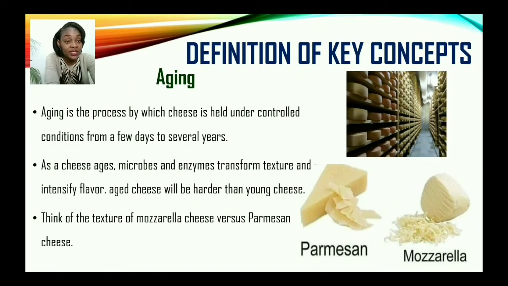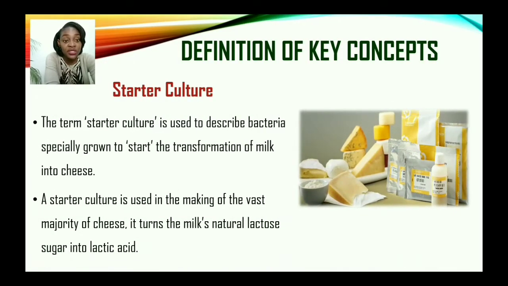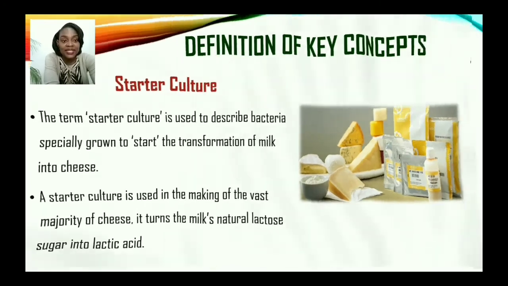Good. And the purpose, let's go back. The purpose of the starter culture is to break down the lactose, which is the sugar found in the milk, to create lactic acid, right? Starter culture is the term used to describe the specially grown bacteria to transform the milk into cheese. And these are not harmful bacteria. So after the process of pasteurization to kill the harmful bacteria, we create the ideal condition for the starter culture to convert the lactose, which is the sugar in the milk, to lactic acid.